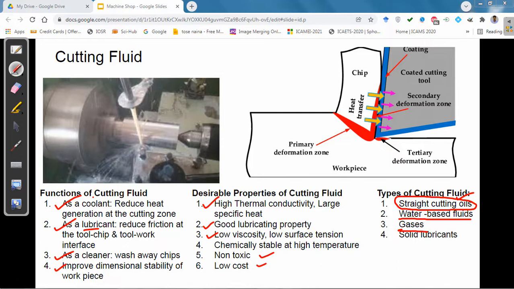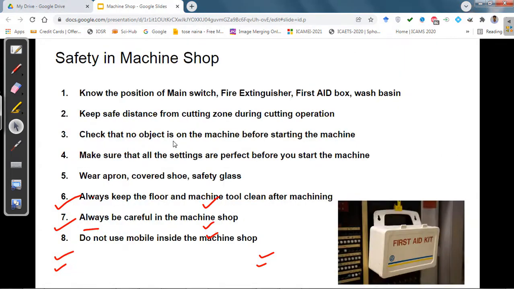And gases can also be used as a cutting fluid. In that case, generally compressed nitrogen, compressed air, or compressed carbon dioxide. These can also be used as a cutting fluid. And solid lubricants like graphite can also be used.